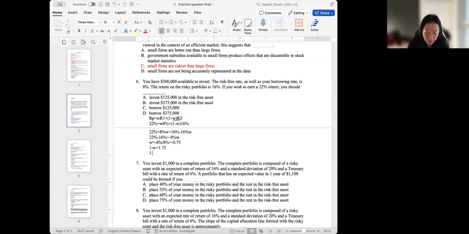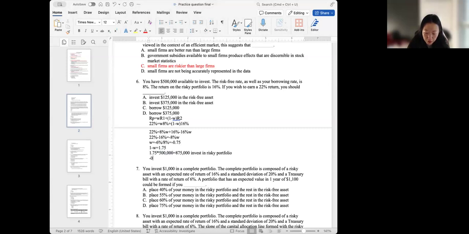And I need to use 1.75 times the investment here, which is 875, invested in the risky portfolio. And then negative 0.75 times 500,000 equals negative 375.